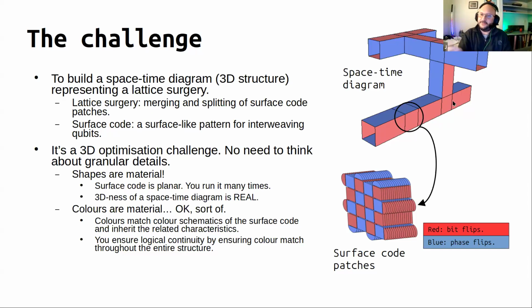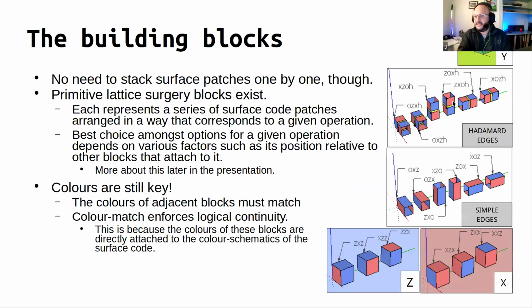Now, the reason I don't think about that is because that is guaranteed by these primitives. These primitives are themselves a series of a few surface code patches that do exactly that for specific operations. So if you put this primitive on a 3D space, you are guaranteeing that the succession of surface code patches delivers the operation that the primitive corresponds to.